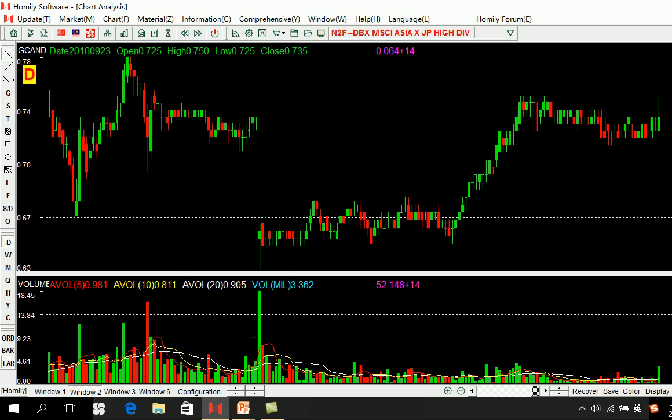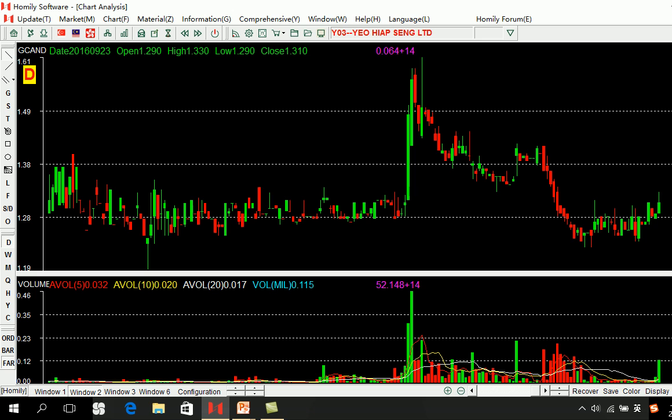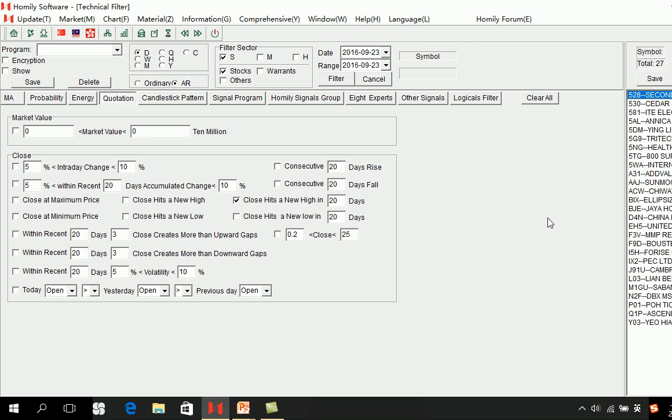Okay, so this one is so high already. So if we filter these stocks after our analysis, we may have around 3 to 4 or 5 stocks we can put into our favorites. Okay, so this is the method.